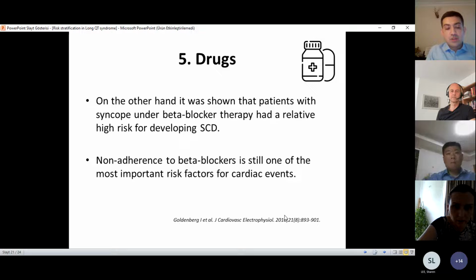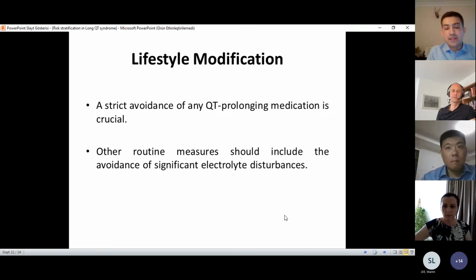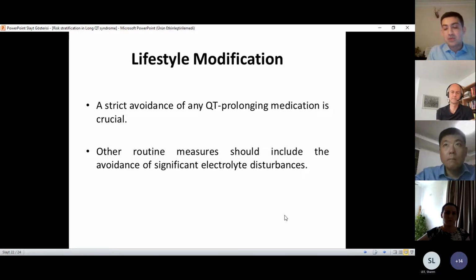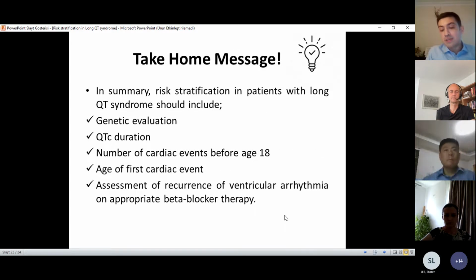Non-adherence to beta blockers is still one of the most important risk factors for cardiac events. A strict avoidance of any QT prolonging medication is crucial, and verification of any given substance with a pharmacist is recommended prior to administration. Other routine measures should include the avoidance of significant electrolyte disturbances or typical trigger situations for arrhythmic events, for example, abrupt loud noise for long QT2. The decision about sport participation should be individualized and requires a comprehensive assessment by an expert in inherited arrhythmia.